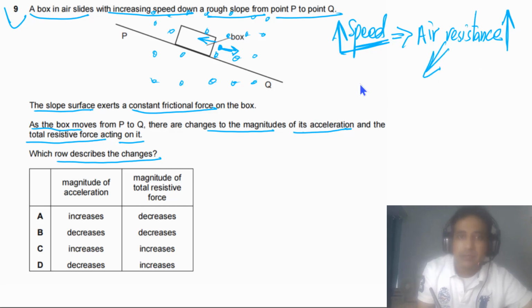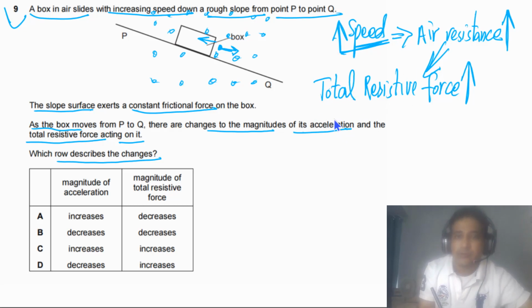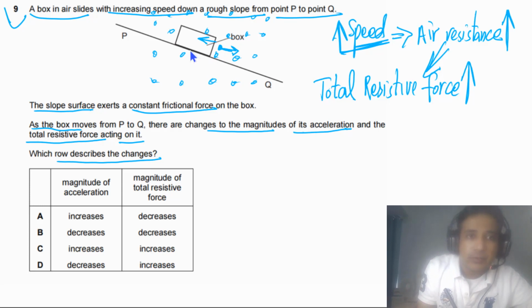As air resistance increases and friction remains constant, we can say the total resistive force increases, because total resistive force is the sum of friction plus air resistance. Air resistance increases, which means total resistive force increases. As total resistive force increases with time, with speed, what is the effect on acceleration?